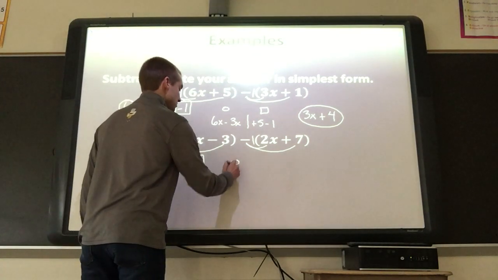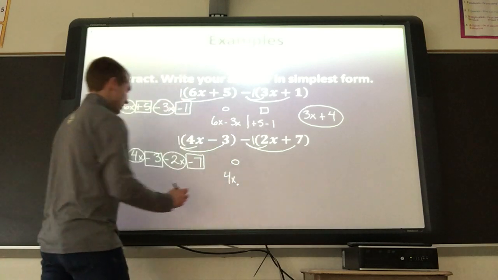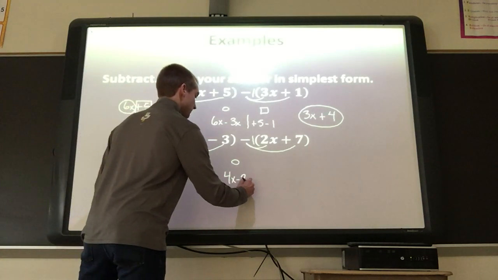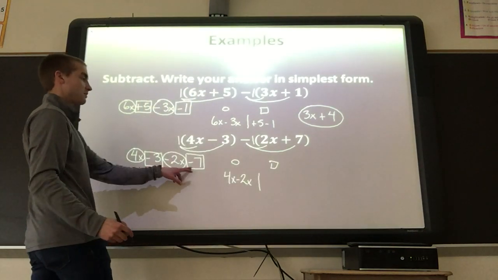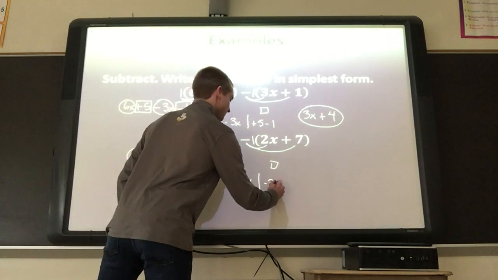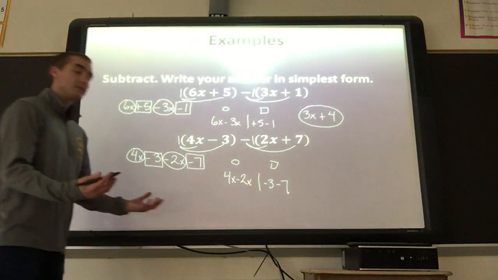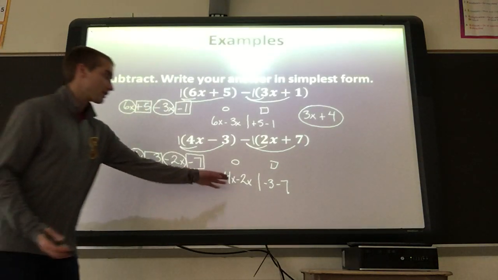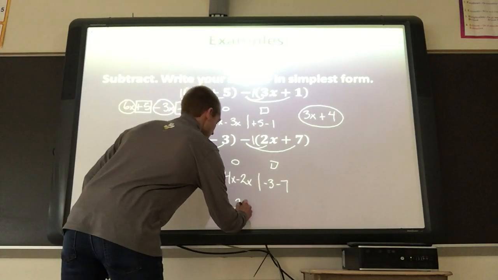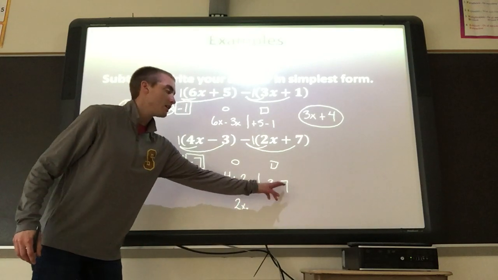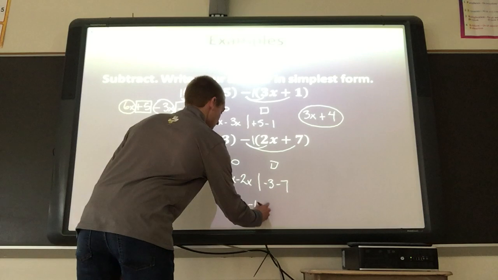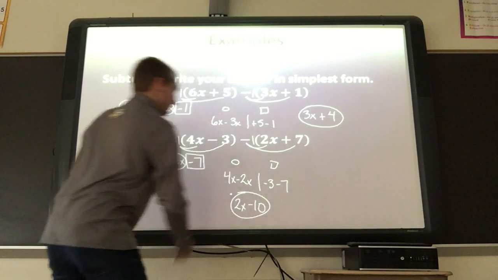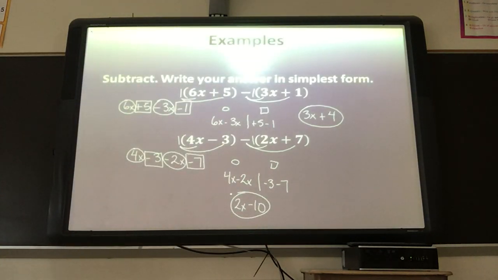So everything has been circled, 4x and minus 2x. Everything that's been boxed in, which would be minus 3 and minus 7. And then we simplify like we have been. 4x minus 2x gives us 2x. Negative 3 and negative 7, add those together, you get negative 10. So that's going to give us 2x minus 10.